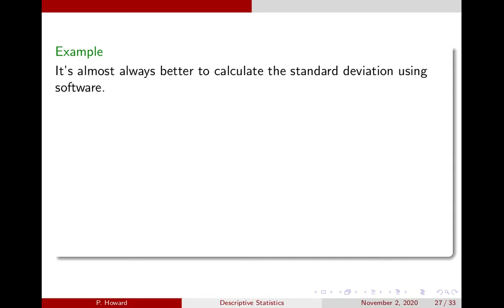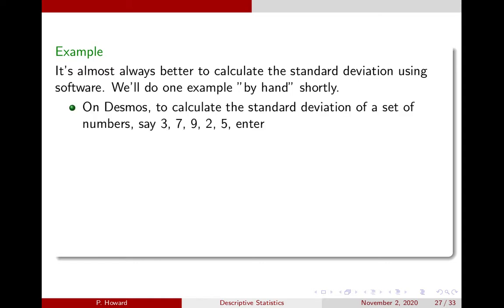Sorry about that little glitch. And as I said, we will do an example by hand shortly. On Desmos, to calculate the standard deviation of a set of numbers, I'm just taking these 5 numbers as an example, you enter STDEV, short for standard deviation, followed by the list of numbers in parentheses separated by commas.